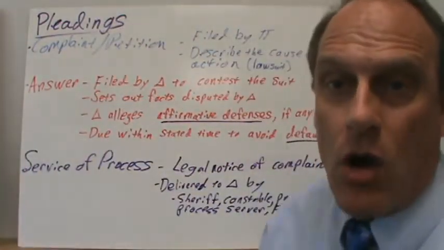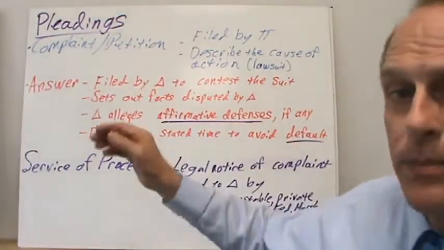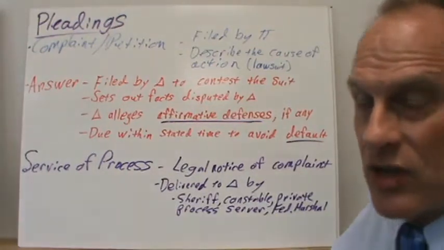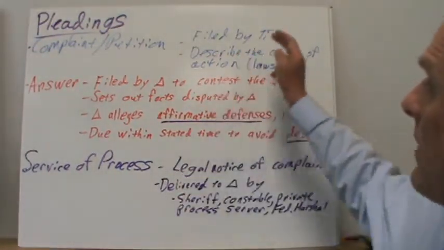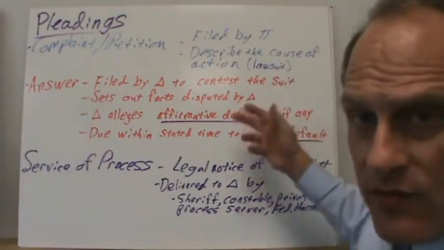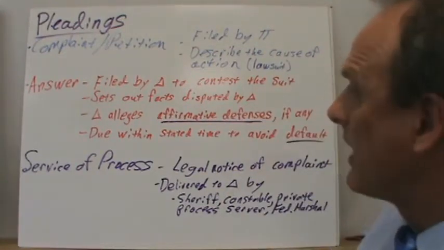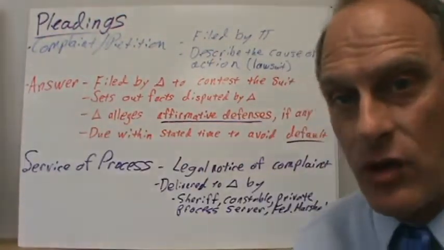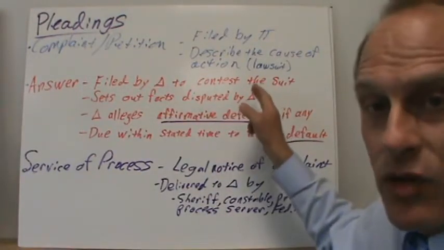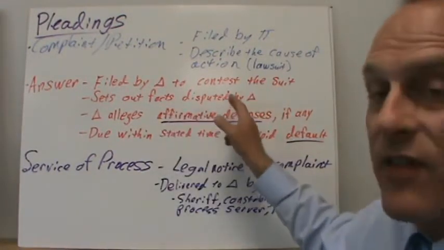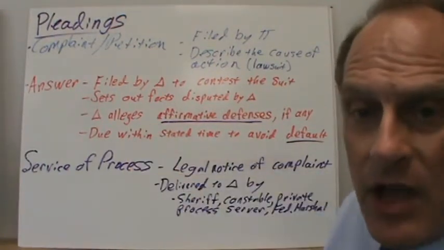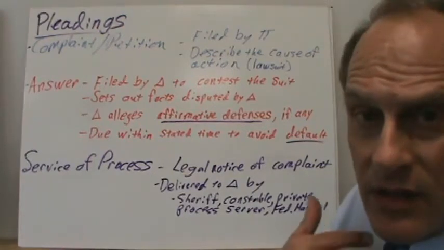We also have the term called pleadings. The plaintiff files a pleading called a complaint, or in Texas we call it a petition. It's filed by the plaintiff. It describes the cause of action, which is another word for the lawsuit or the type of claim that we have. The defendant will file an answer to explain the defendant's point of view. It's filed by the defendant to contest the lawsuit. It sets out the facts that the defendant disputes. And if the defendant has any affirmative defenses, the defendant will point those out.